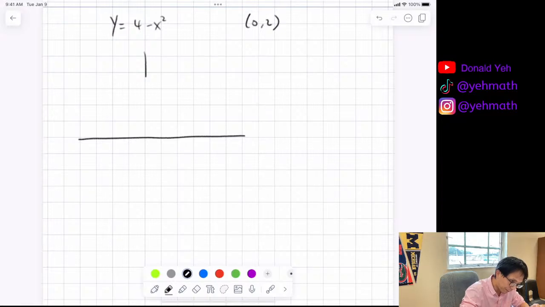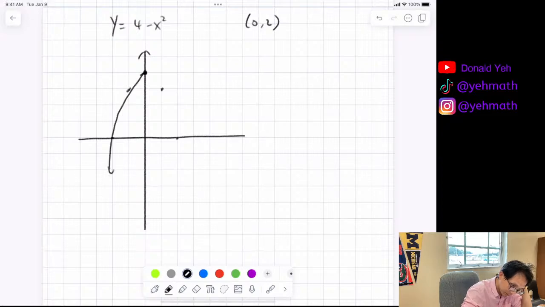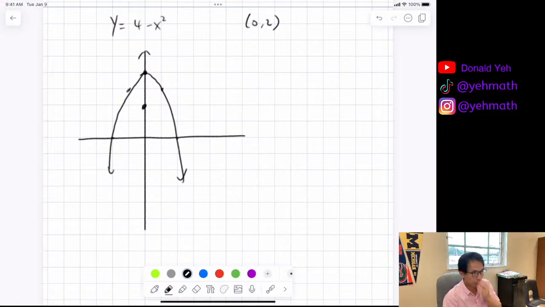Okay, so I'm going to graph the function 4 minus x squared. You should know how to do that. The graph is going to look something like this. This is a parabola. (0, 2) is right here, and we want to find the shortest distance from (0, 2) to anywhere on the graph.